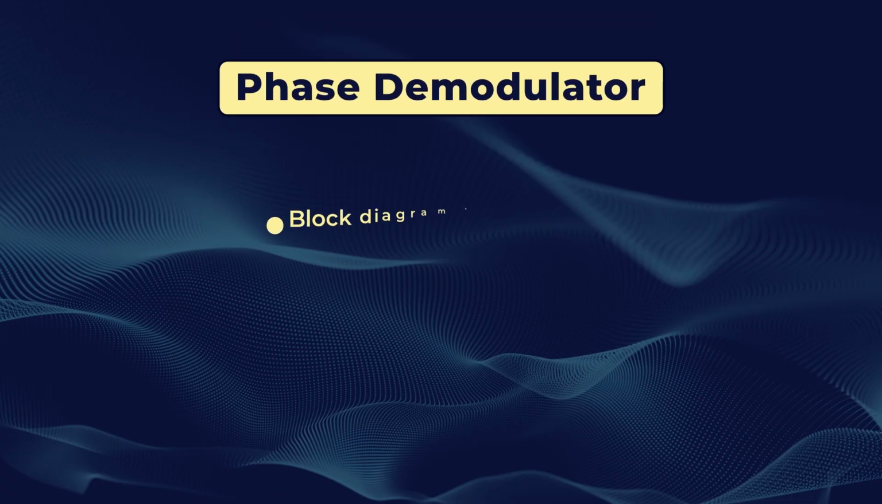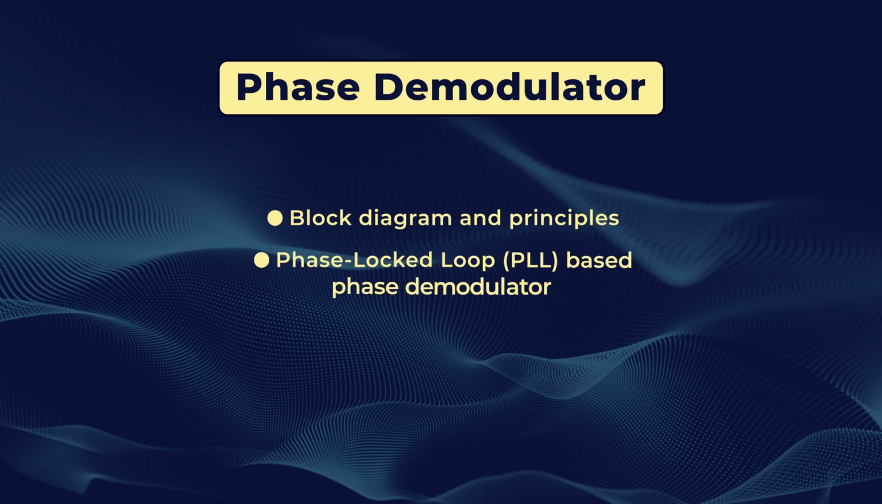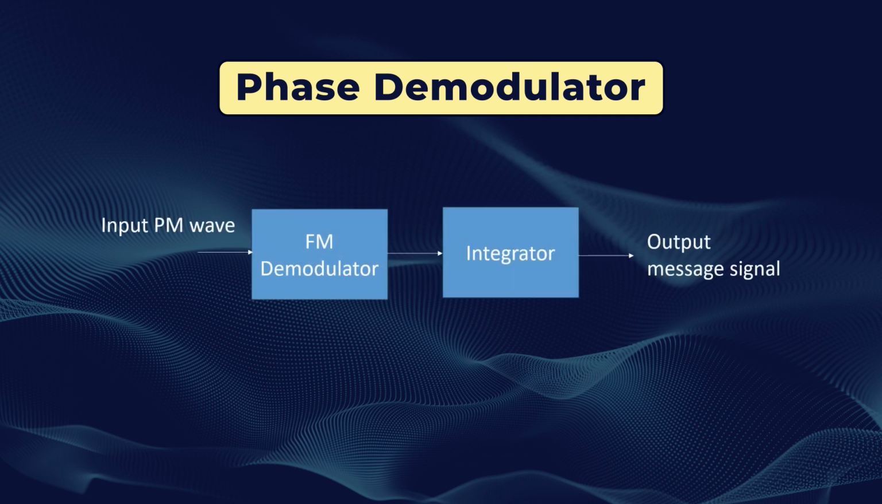Now, once we have an understanding of modulation, it's time to go for the demodulation process. A phase demodulator is a device or a circuit that extracts the original information signal from the phase modulated carrier. The primary components of the phase demodulator work together to convert the phase variations of the received signal back into the original modulating signal. Here is the explanation for the block diagram and the functions of the phase demodulator.